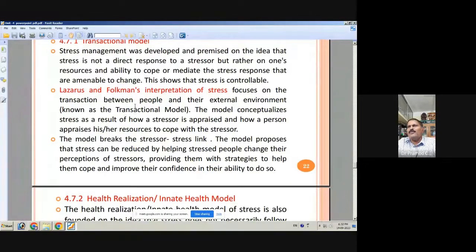Lazarus and Folkman's interpretation of stress focuses on the transaction between people and their external environment. You know that we are always living with our environment. Then stress is nothing but the result of how a stressor is appraised, that is, how a person considers himself regarding the stress and how the resources are there to cope with it. The value judgment is there. We must know our own capabilities and capacities to cope with that situation.